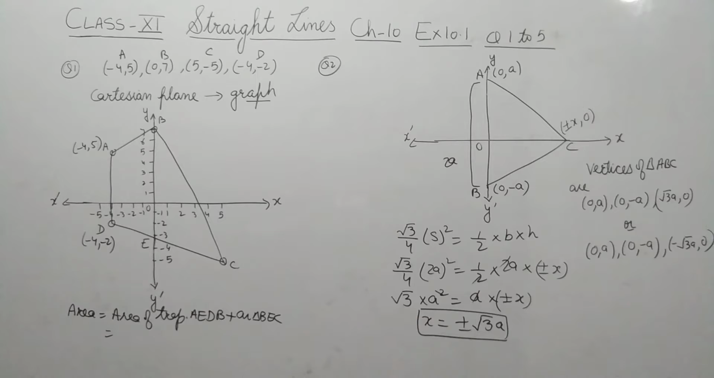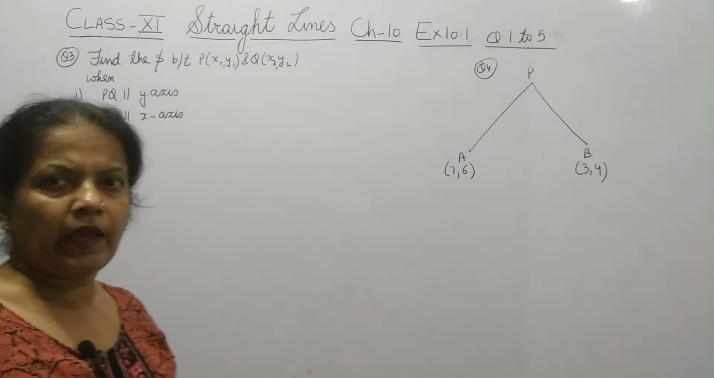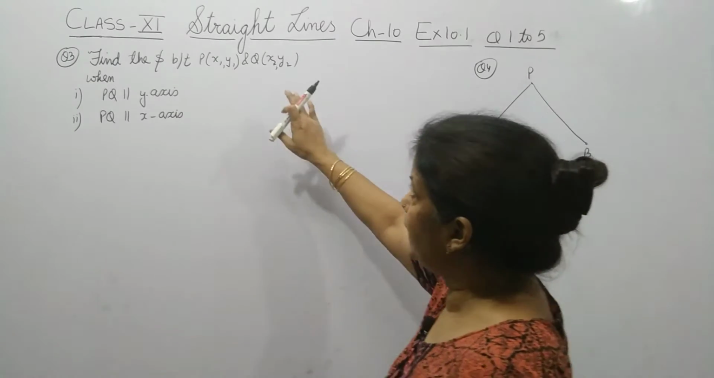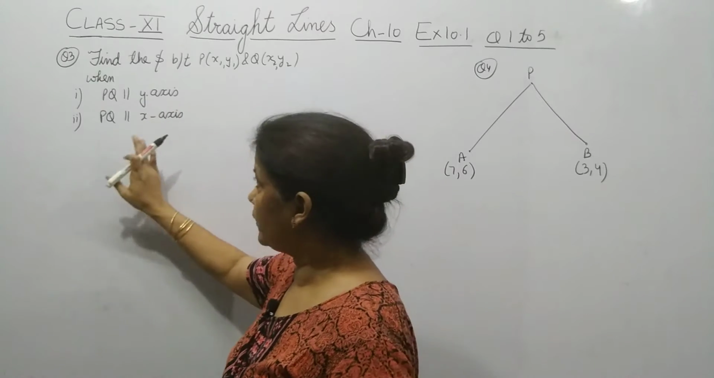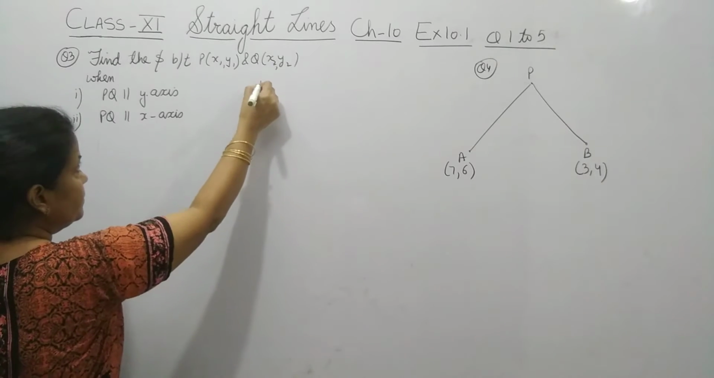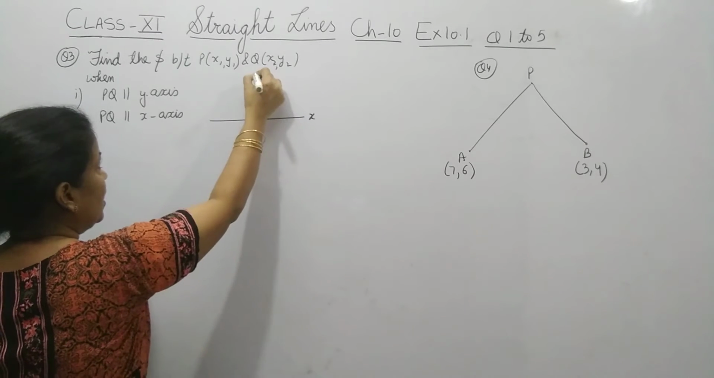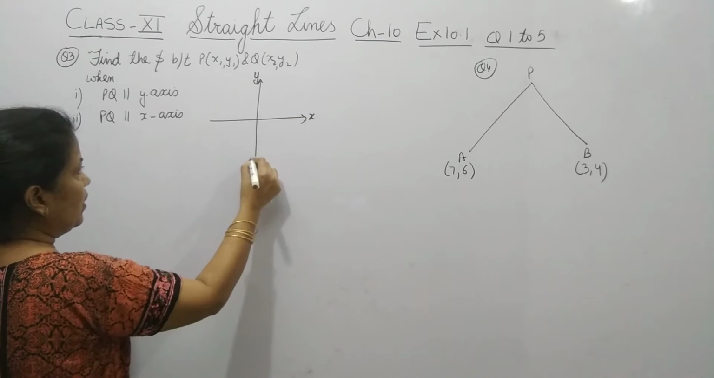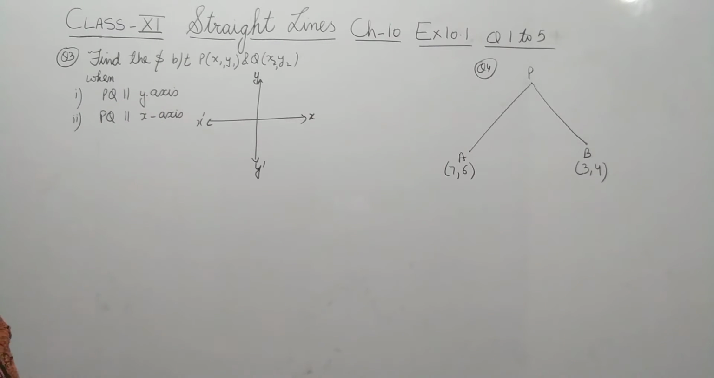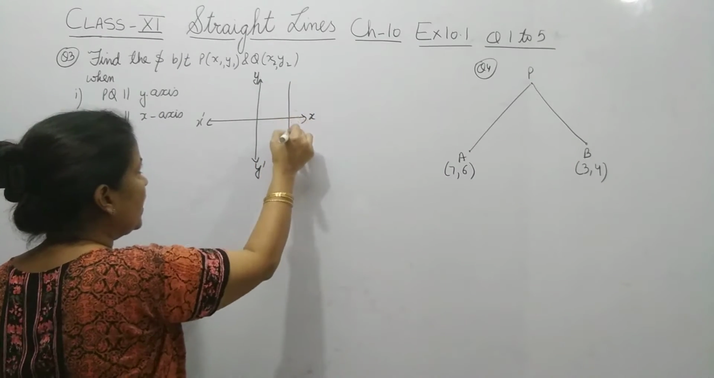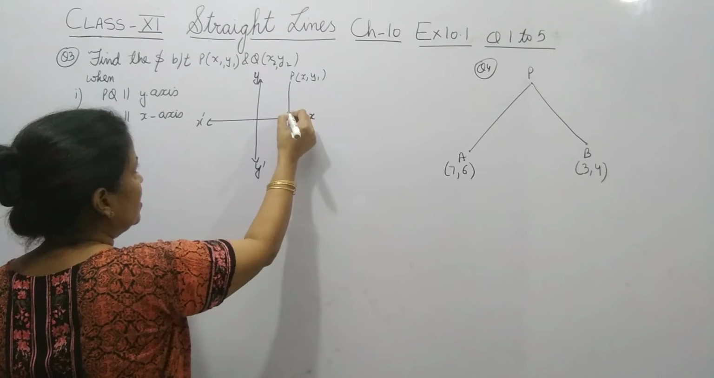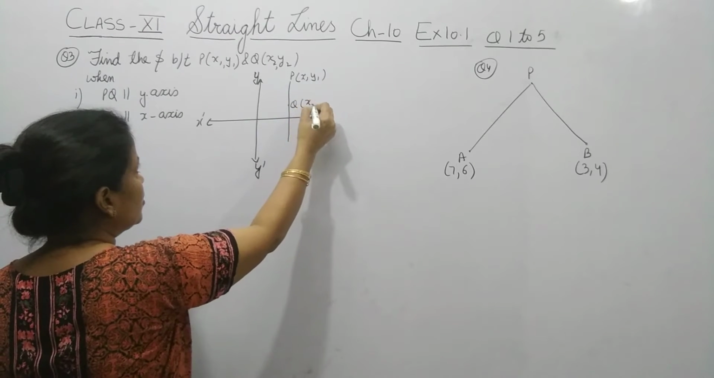Now question number 3. In question number 3, it is written, find the distance between P and Q when PQ is parallel to the y-axis, and second, PQ is parallel to the x-axis. Look over here. If we take PQ parallel to the y-axis, it will be like this. Let P be x1, y1, and Q we can take as x2, y2.